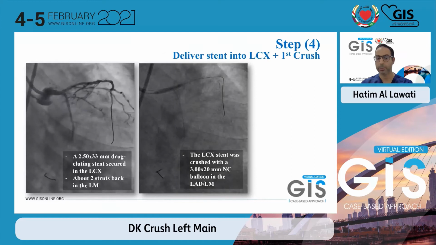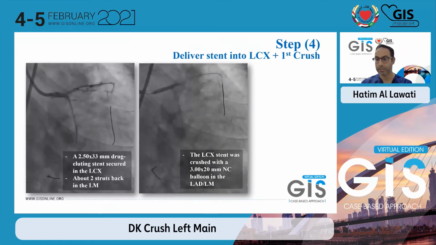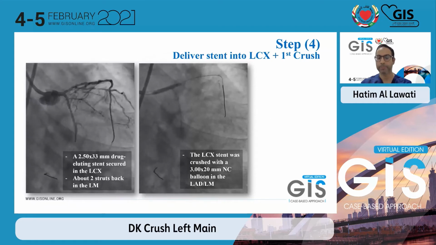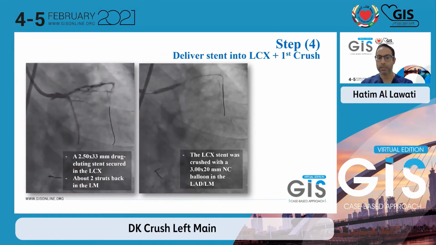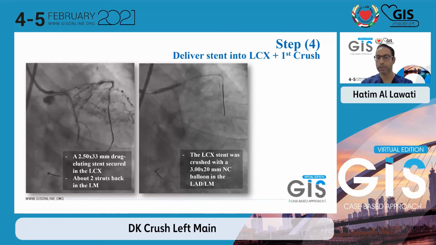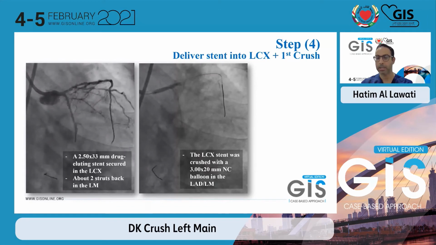So we delivered a 2.5 by 33 millimeter drug-eluting stent to the circumflex with 2 struts prolapsed into the left main. After deploying the circumflex stent, we crushed the ostial struts in the left main with a 3.0 by 20 millimeter non-compliant balloon. And there was my first oops moment, as I forgot to pull the wire out of the circumflex.